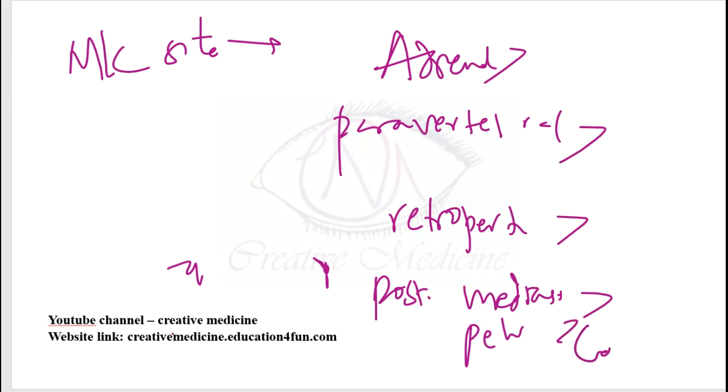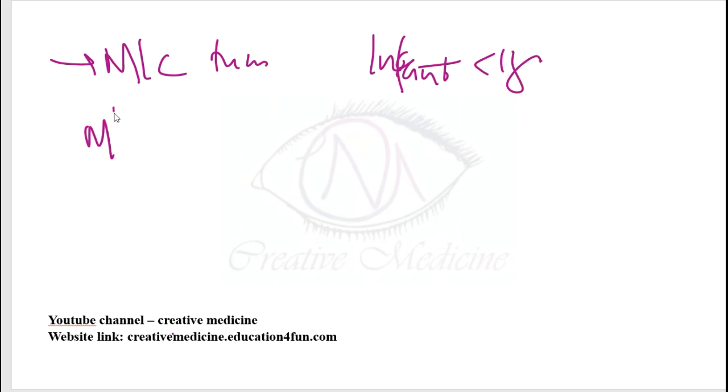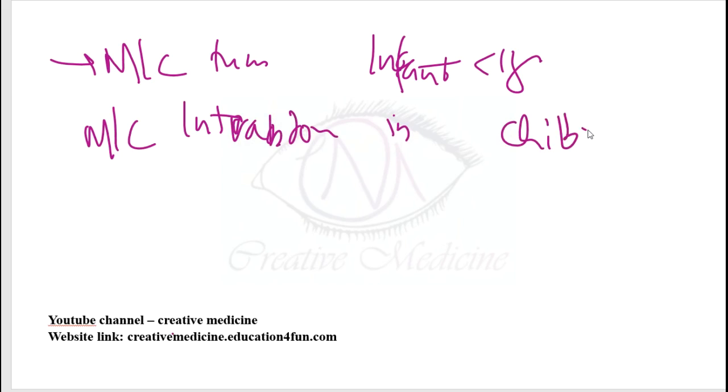pelvic region or cervical area. Next, neuroblastoma is the most common tumor diagnosed in infants less than 1 year of age. It is also the most common intra-abdominal malignancy seen in children. Then the unique feature of neuroblastoma is that it undergoes spontaneous regression.